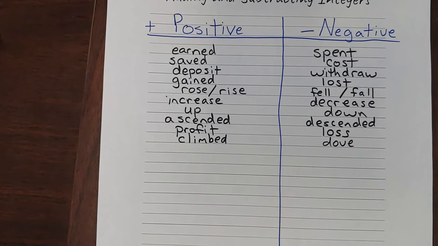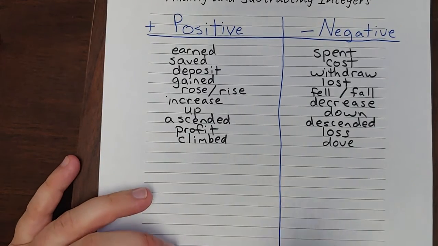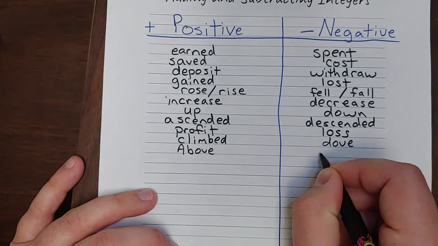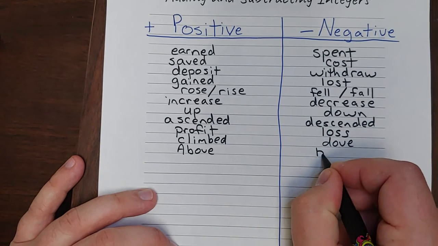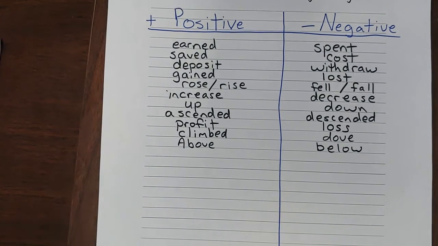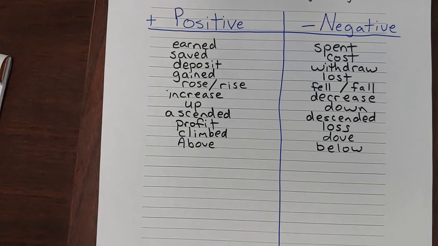We're almost done. Got one more to go, and that is above and below. Okay. Above and below. Above is positive, below is negative.